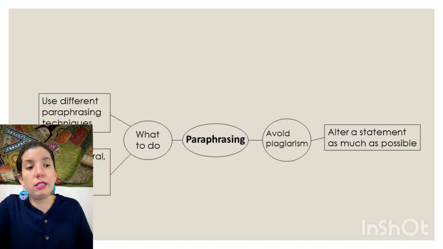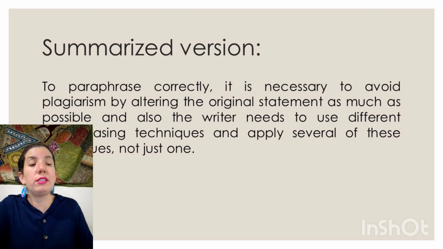The central idea is paraphrasing. Then we have avoid plagiarism and what to do as related branches. Then we connect with the ideas. And finally, we have here the summarized version. To paraphrase correctly, it is necessary to avoid plagiarism by altering the original statement as much as possible, and also the writer needs to use different paraphrasing techniques and apply several of these techniques, not just one.